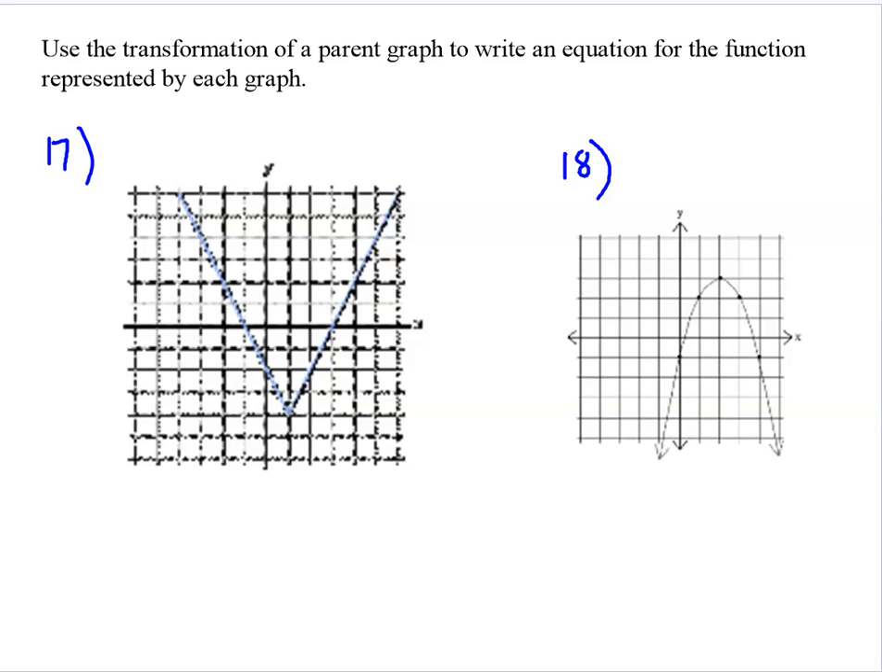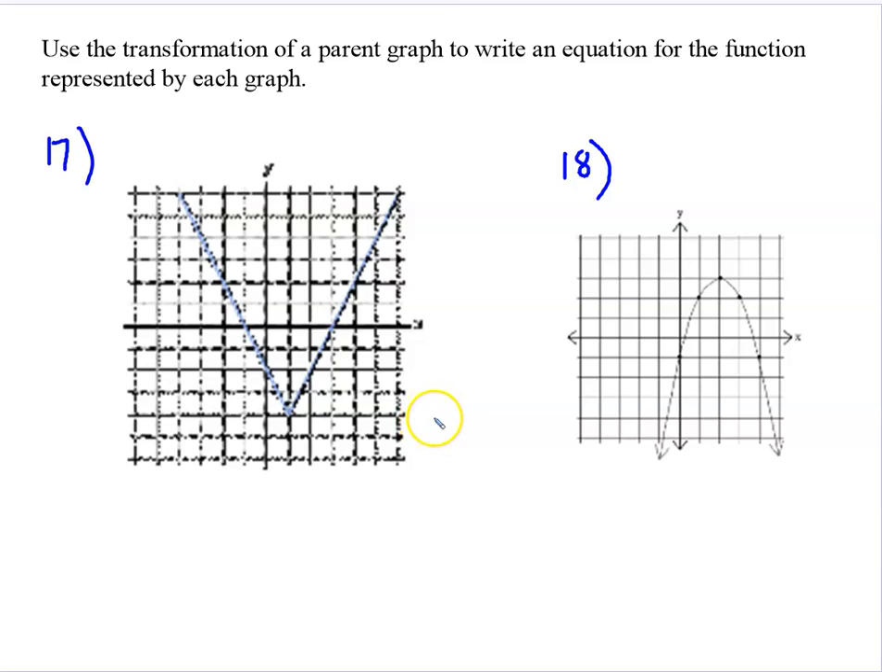Okay, so for these two problems, we're using the principles that we learned about translations and reflections. Together, we call those transformations on parent graphs to come up with other graphs. And so that's what I'm going to be testing you on to see if you understand. First of all, what is the parent function being involved in each one of these? And then how has it been translated or reflected?